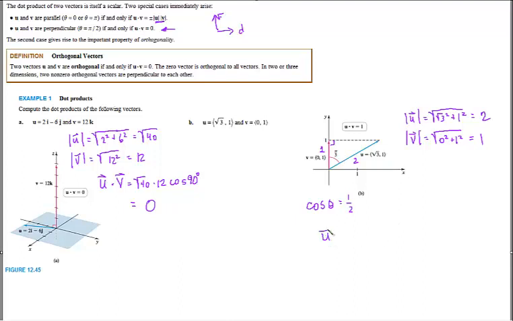I can say that the dot product of these is, going back to my definition, the magnitudes times cosine theta, plugging these in, I'll get 2 times 1 times 1/2. The dot product between these two vectors is 1.